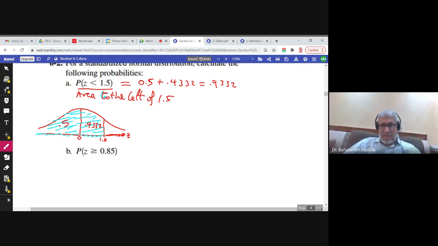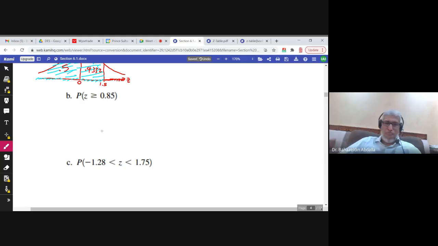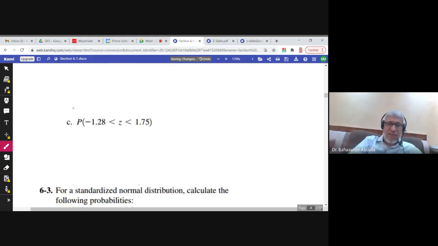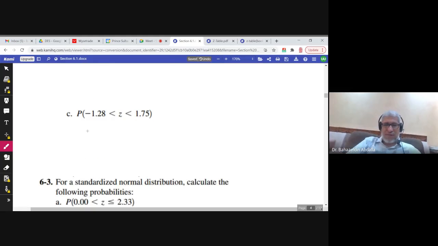This is the area to the left of 1.5. If he is asking about the area to the right of 1.5, I can find it, for example, as 1 minus this, or 0.5 minus 0.4332. I leave this for you. Please try to do it. And let me solve part C.